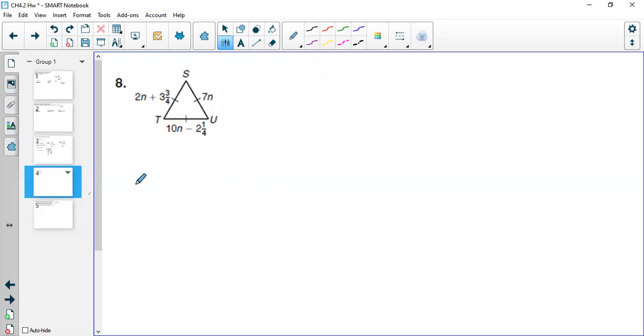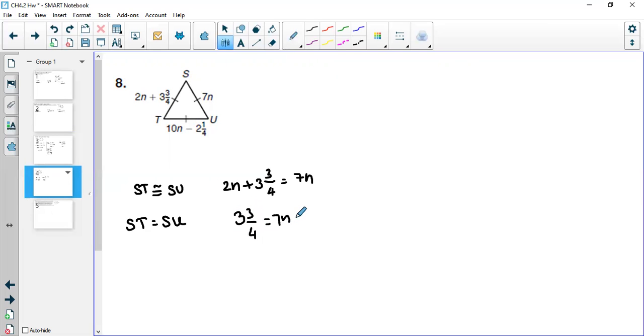So I can say ST is congruent to SU, right? That makes both of them equal. So ST is equal to SU, which means 2n plus 3 over 4 equals 7n. You need to solve this. 3 over 4 equals 7n minus 2n, right? So 3 over 4 equals 5n.